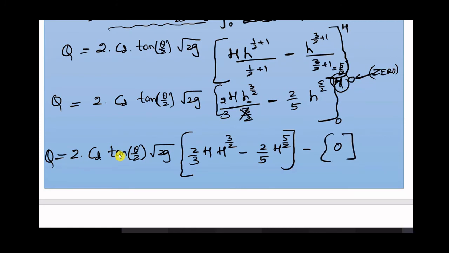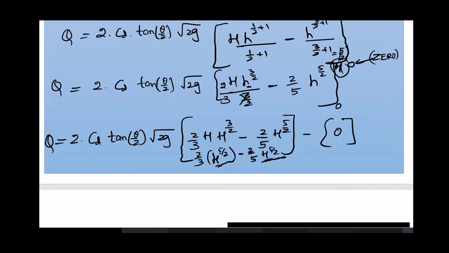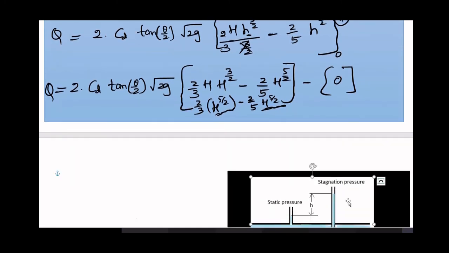Okay. Now you simplify 2 by 3, 2 by 5 one side, and here the bases are the same. You can add the powers. So 1 plus 3 by 2, this will become h to the power of 5 by 2 here. Here also h to the power of 5 by 2 multiplied by 2 by 3. Here it is 2 by 5, h to the power of 5 by 2. In this, within the square brackets, h to the power of 5 by 2 is a common term. So take it outside. Then we can add 2 by 3 minus 2 by 5.